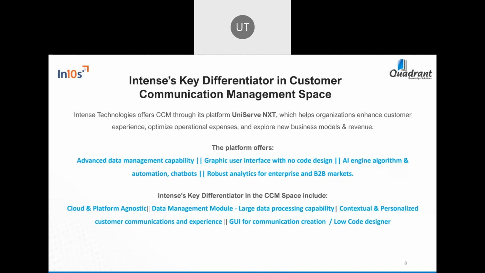Continuing on the slide, I'll be talking about the key differentiators that In10s offers, and I've listed some of them on the slide. The first one is cloud and platform agnostic. The platform is cross-compatible and can run undistributed on any enterprise-grade operating system and database. That's the differentiator that In10s brings to the table.